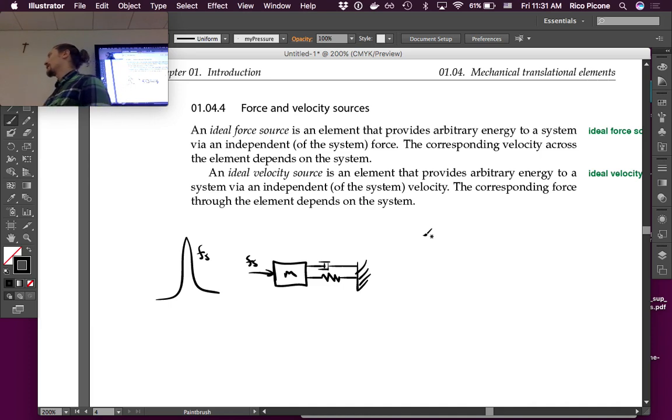So this force source in the mechanical translational system isn't like a discrete element that you get. You're using the force source to model some force coming in to the system. So this would be like our force source. So it's more interpretive in this. It's just like the mass and the damper, a little more interpretive.